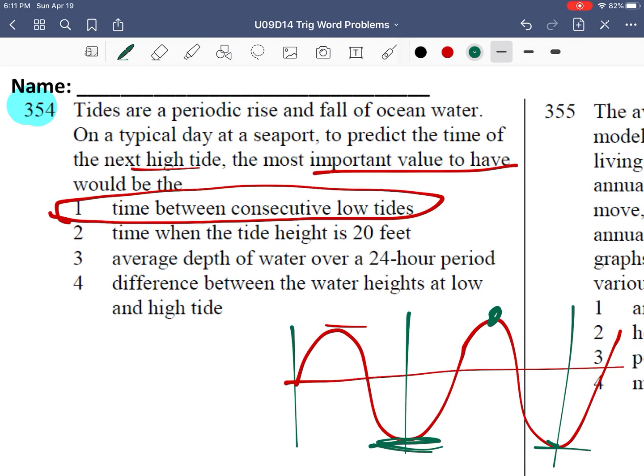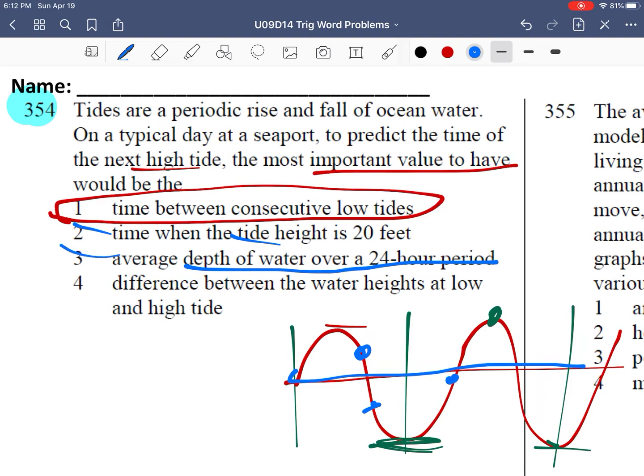So if I were to try and answer this question some other way, it says when the tide height is 20 feet, I don't know where that is. That could be anywhere. It can be in the middle, it can be at the bottom, it can be anywhere. So I don't know how this would be useful. If I knew what the average depth of the water was at 24-hour period, so in a whole day, the average would be at our midline. So the midline doesn't help us figure out when high tide is. It just tells us what the middle is.